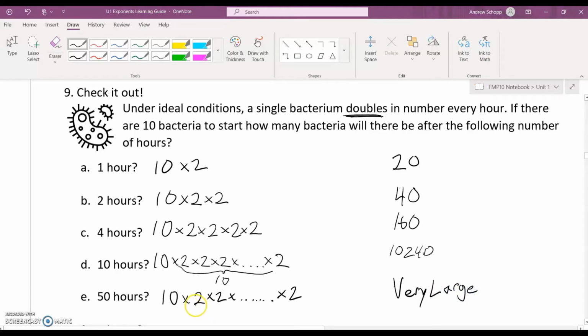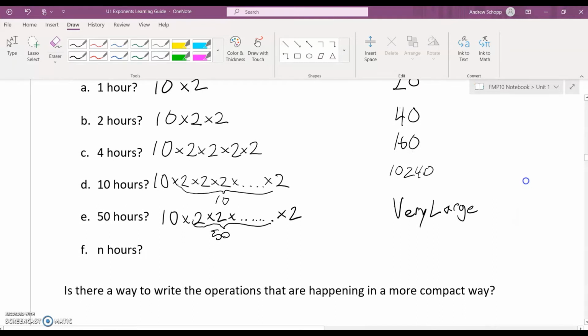So you can see that these sections in here, where this repeated multiplication piece becomes very long and stretched out, it doesn't really make sense to be writing all of this out. So, is there a way that we can write these operations in a more compact way? And yes, of course there is. We use powers.